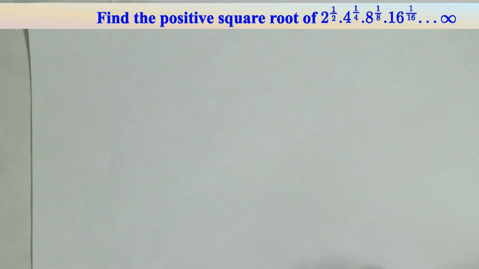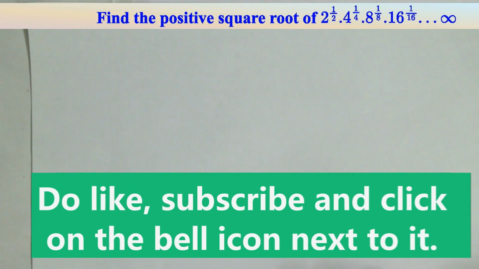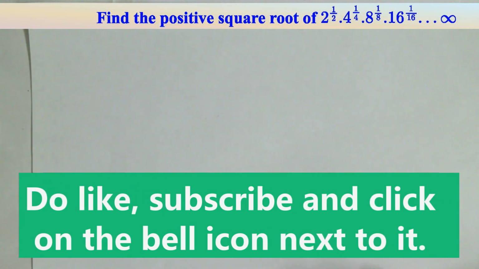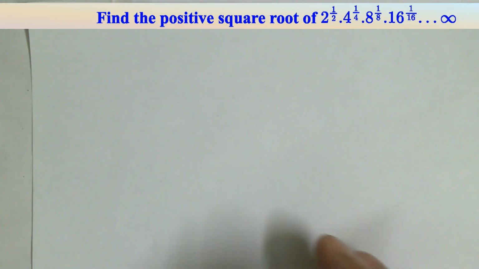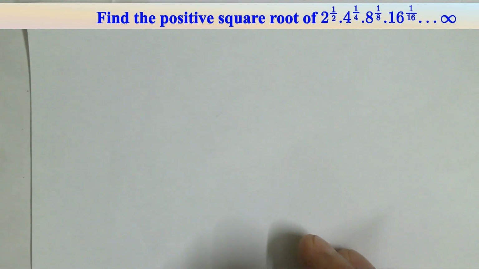Now another question. Find the positive square root of 2 to the power half into 4 to the power 1 by 4 into 8 to the power 1 by 8 into 16 to the power 1 by 16 and so on up to infinity. Now we will solve this question.